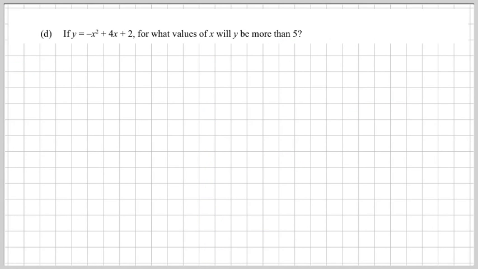All right, where are we up to? Okay, so in this question here, we want to find out for what values of x will y be more than 5. So the first thing I want to do is write the equation up. So I've got negative x squared plus 4x plus 2 is greater than 5. I think I've just written that y will be greater than 5.